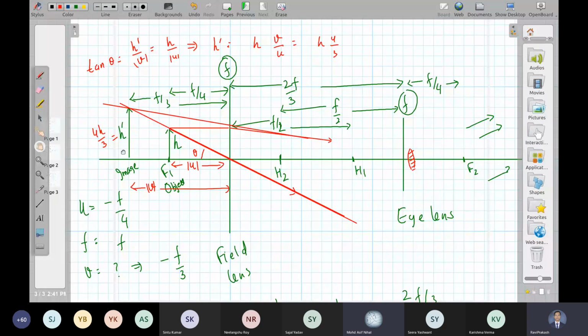So 4h by 3. Let me ask you an even simpler question. If I place my eye here, this dark image, dark circle, dark ellipse, will I see the same size of object and image, or will I see a different size? Same size. But actually the size is different, isn't it?